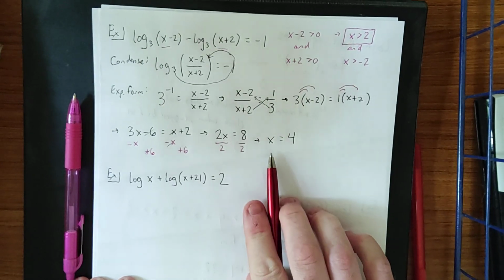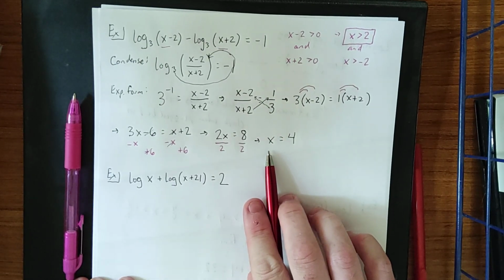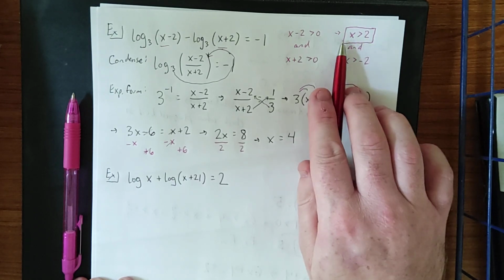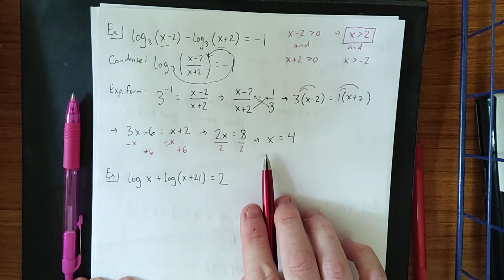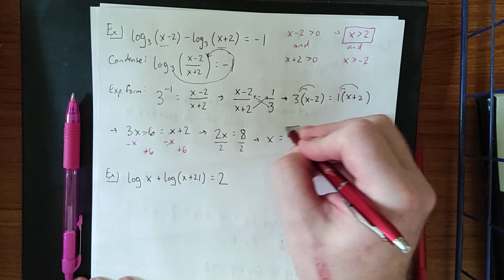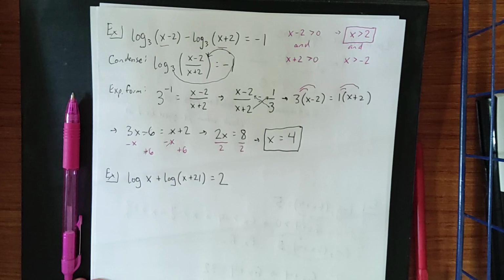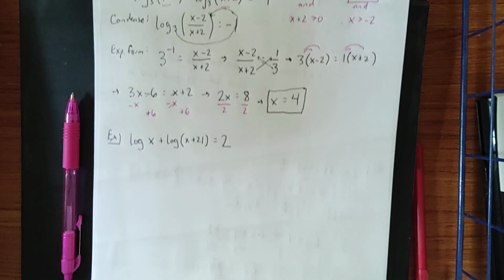Now, we've arrived at our answer. We need to check that against the domain. The domain that we came up with earlier is simply x is greater than 2. With x greater than 2, this does fall within that domain, and therefore x equals 4 will be our final answer. Good stuff. Next up, final example.